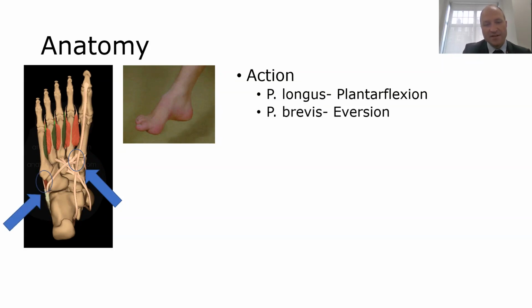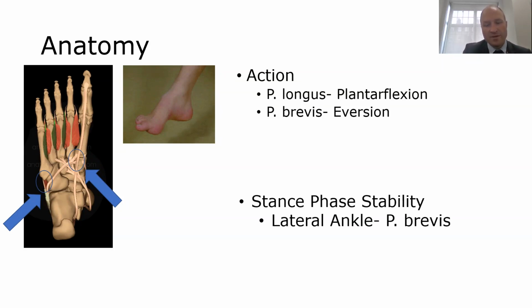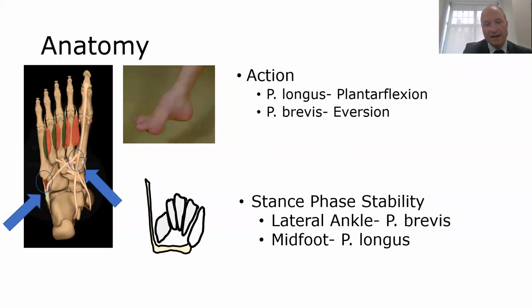The peroneus brevis tendon is more of a pure everter and plantar flexor and attaches to the base of the fifth metatarsal. Both tendons act a little bit like horses' reins. They give the ankle stance phase stability, and through the insertion of the peroneus longus tendon on the first metatarsal plantar base, it acts as a midfoot transverse arch stabilizer.